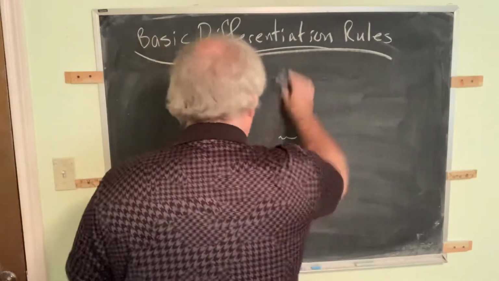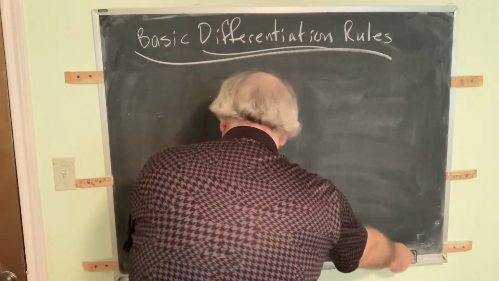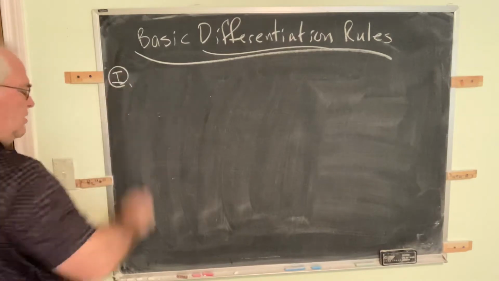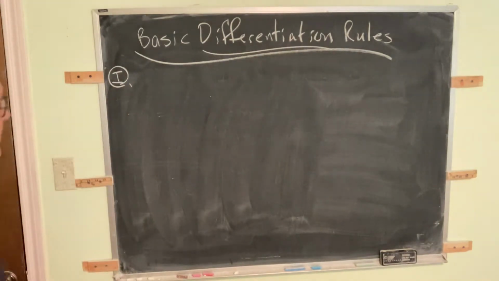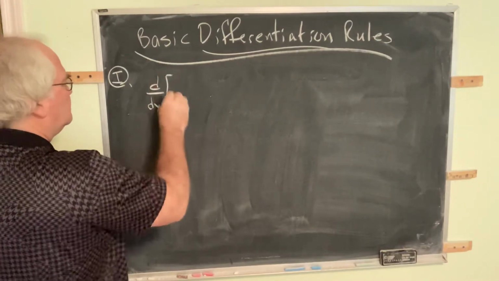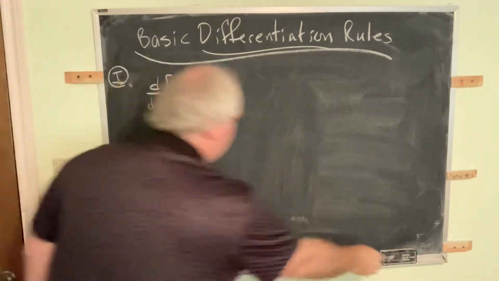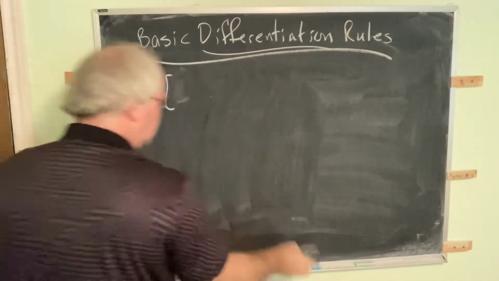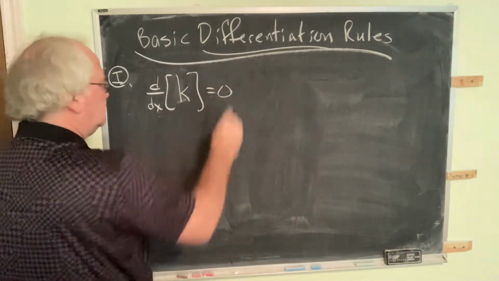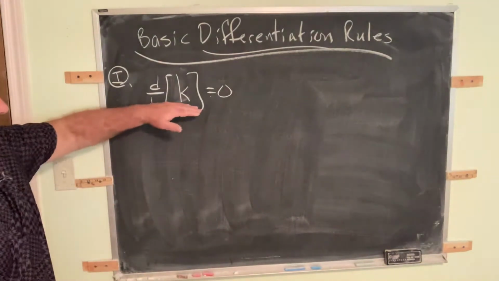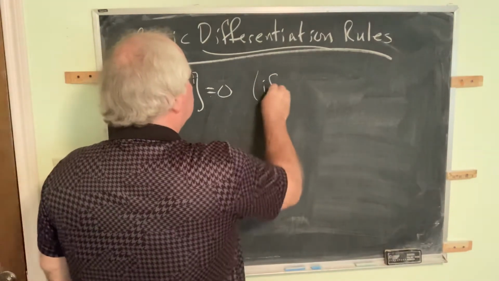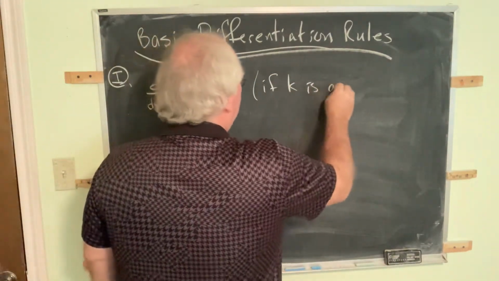So with all that under our belts, I think we're ready to start writing out some of these properties. And again, these are in no particular order, but such as it is, here they are. First property is this. This is a constant if k is a constant.